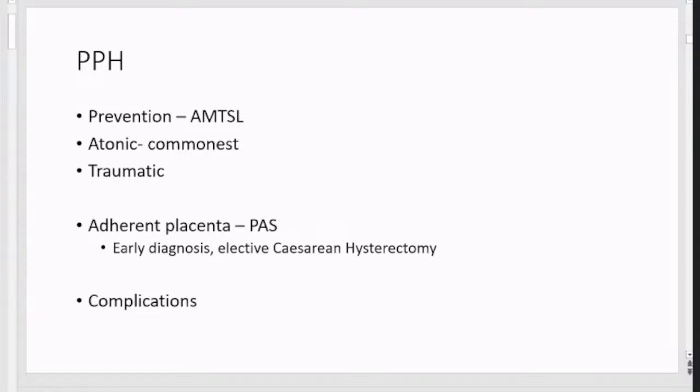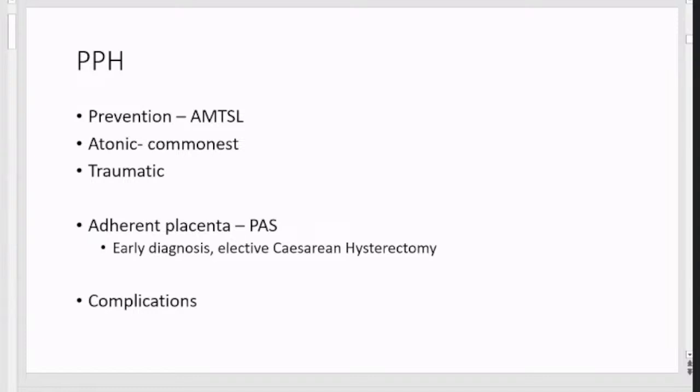Don't write full sentences, right? Now, similarly, on the initial part of it, if the uterus is well contracted, then the other next common cause is traumatic PPH. So you would say that the general measures remain the same. Call for help all remains the same.